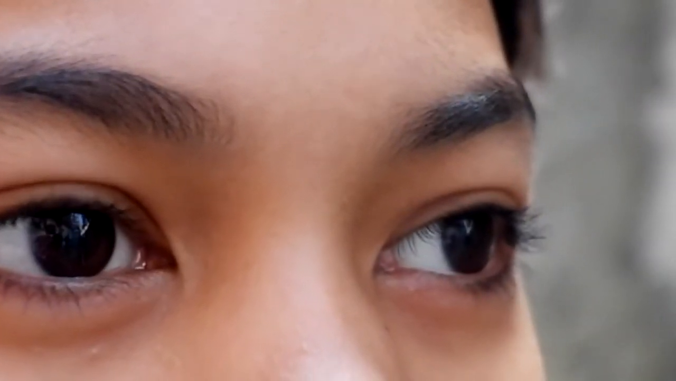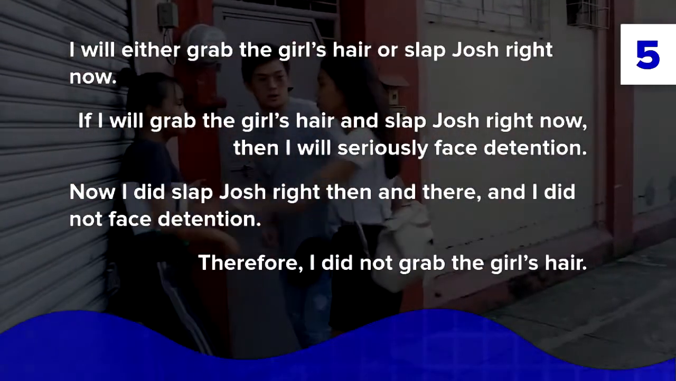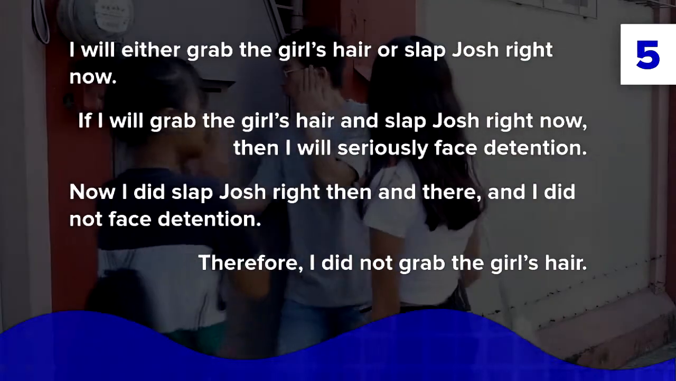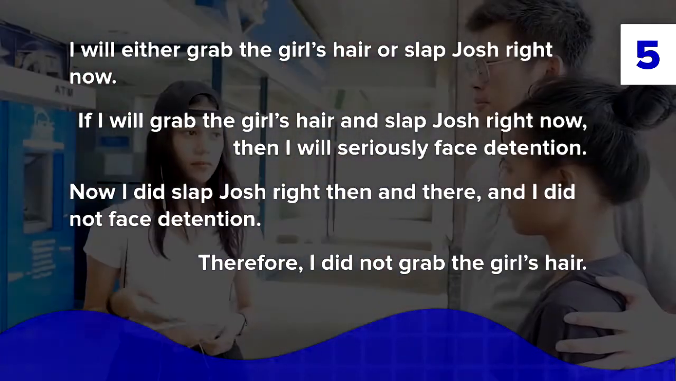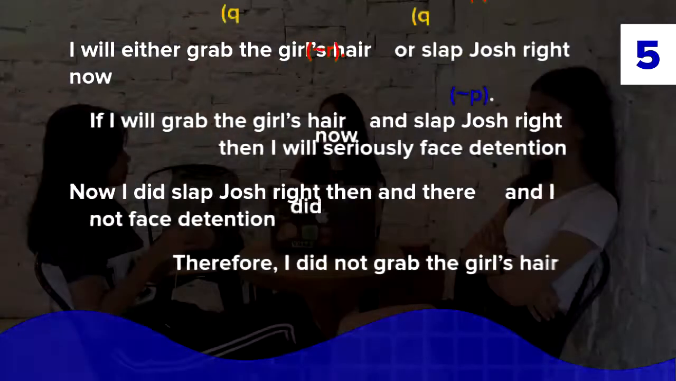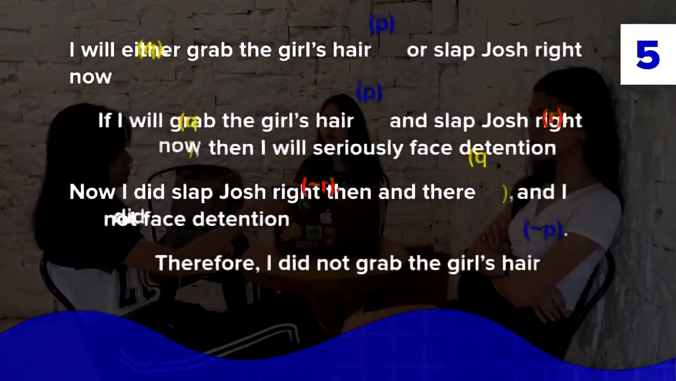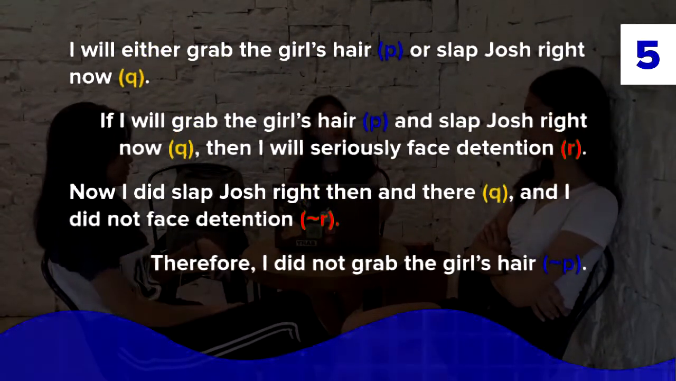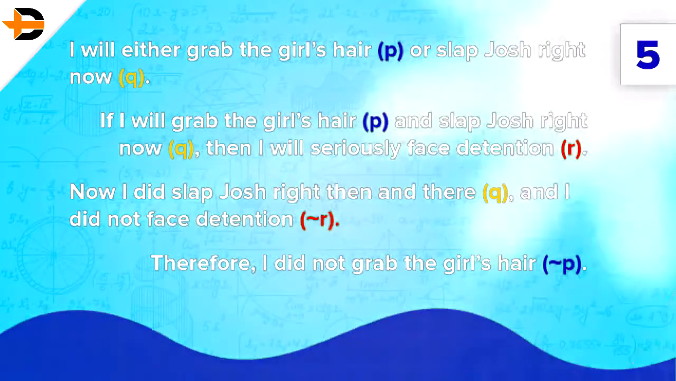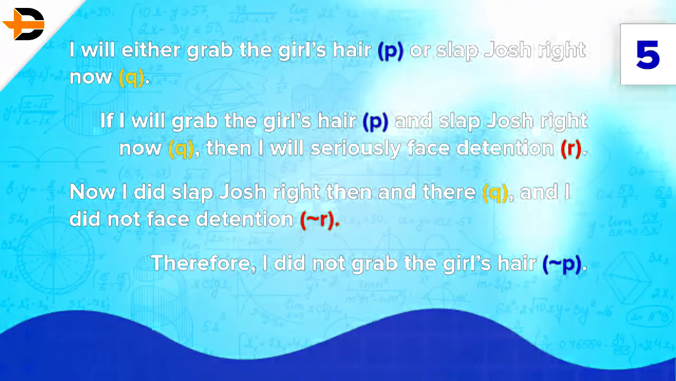Furious at what she saw, she said to herself, I will either grab the girl's hair or slap Josh right now. I will grab the girl's hair and slap Josh right now, then seriously, I will face detention. Now I did slap Josh right then and there, and I did not face detention. Therefore, I did not grab the girl's hair. Well, did she?